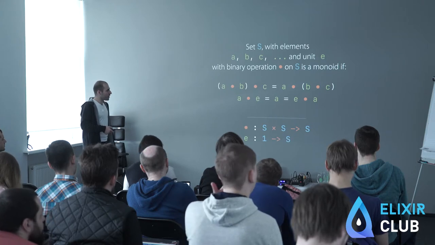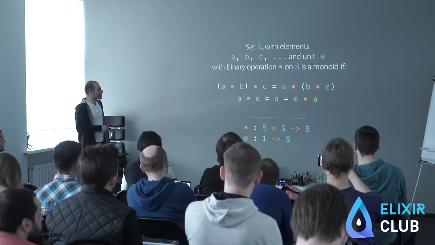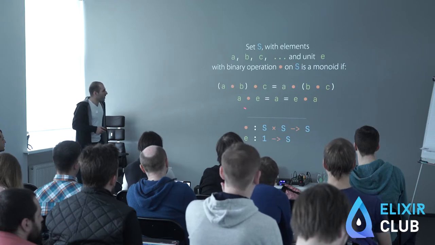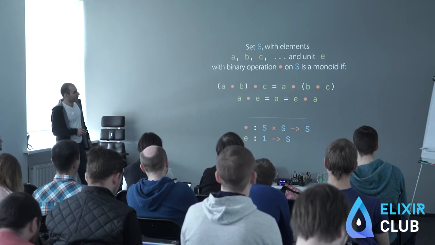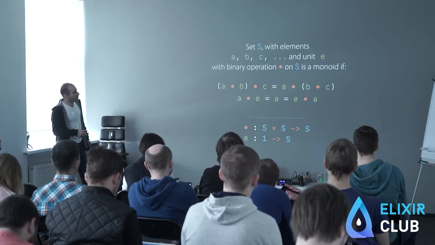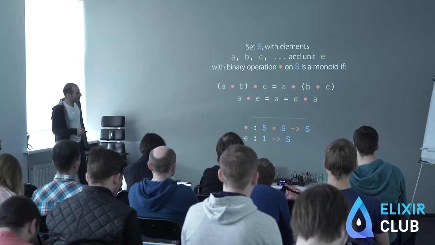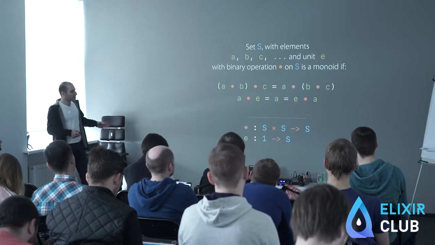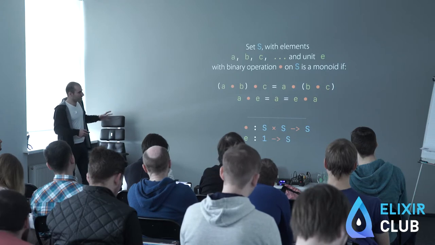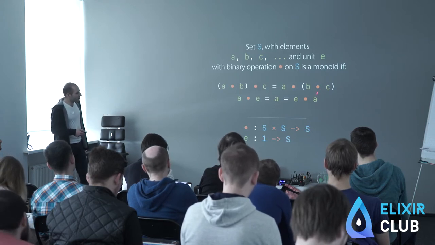The second law is easier. It doesn't matter how you combine this unit element, you will still get the original element. So A combined with E, which is the unit, will always be A. And E with A will always be A. As you can see, we didn't say anything about that. We say that there is actually the combination from left and from right. It's not important. We don't care about these technicalities. But the essence of the monoid is here.